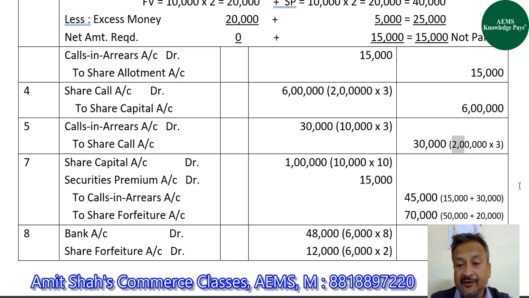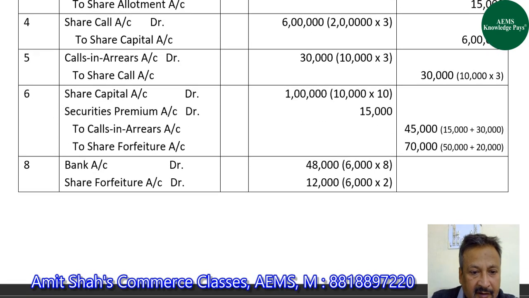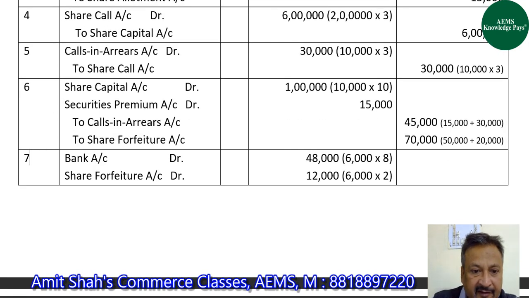For how many shares it was? 10,000 shares, right? At the rate of rupees 3 per share. Here we do not have bank account involved, so this will remain intact. Entry number 6. This is entry number 7.